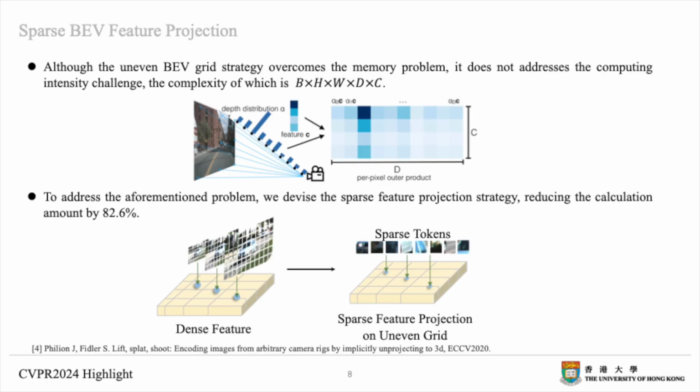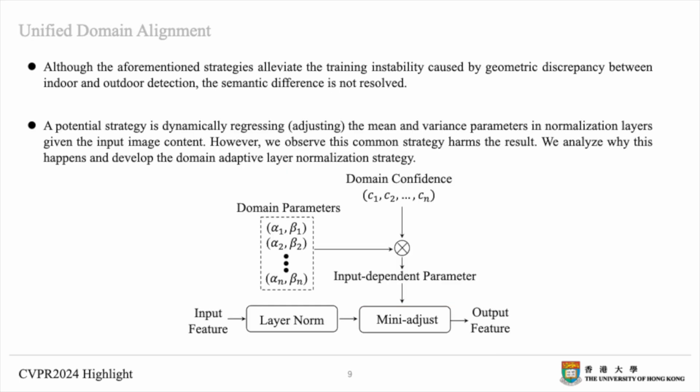In addition, we propose the sparse BEV feature projection strategy. It is based on the insight that although the computing complexity of the BEV feature projection process is high, most of the projected feature does not contain significant information. Therefore, we develop a sparse feature projection strategy that only projects useful feature. In this way, we reduce the calculation cost by 82.6% while maintaining similar performance as the one without using this strategy.